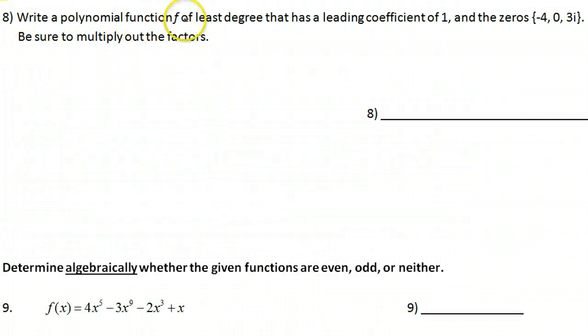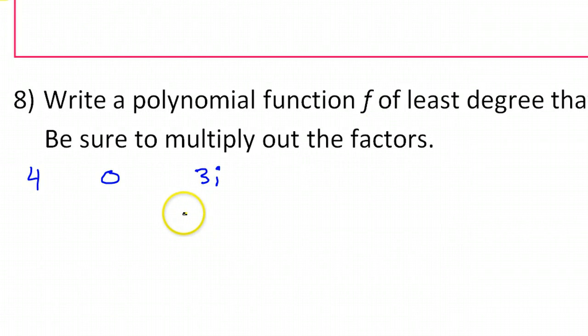Okay, write a polynomial function f of least degree that has leading coefficient of 1 and the zeros negative 4, 0, and 3i. Be sure to multiply out the factors. Alright, for starters, you have to remember that imaginary zeros only occur in pairs. They're positive and negative pairs called conjugates. So if 3i is a 0, then that means negative 3i is automatically a 0. So you have to add that in to do the problem.